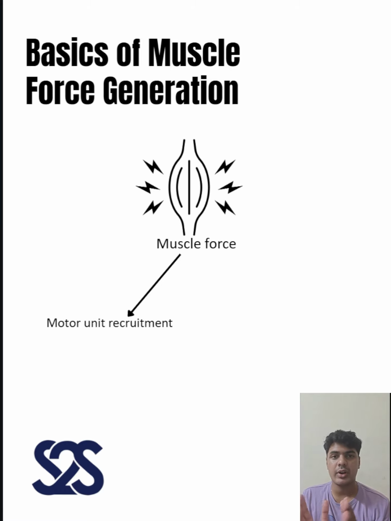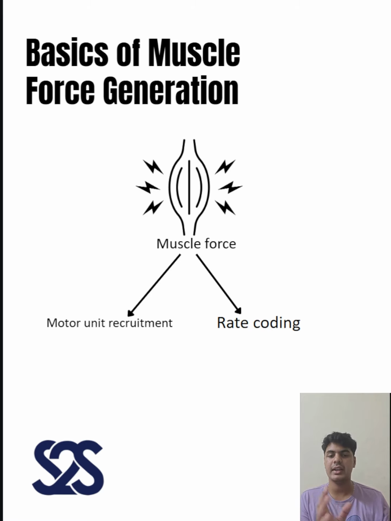So motor unit recruitment is basically the number of motor units that are being active for the muscle to contract. Second part of that is basically rate coding. Rate coding, otherwise firing rate. How fast does a muscle fire, or how fast does a pulse come?